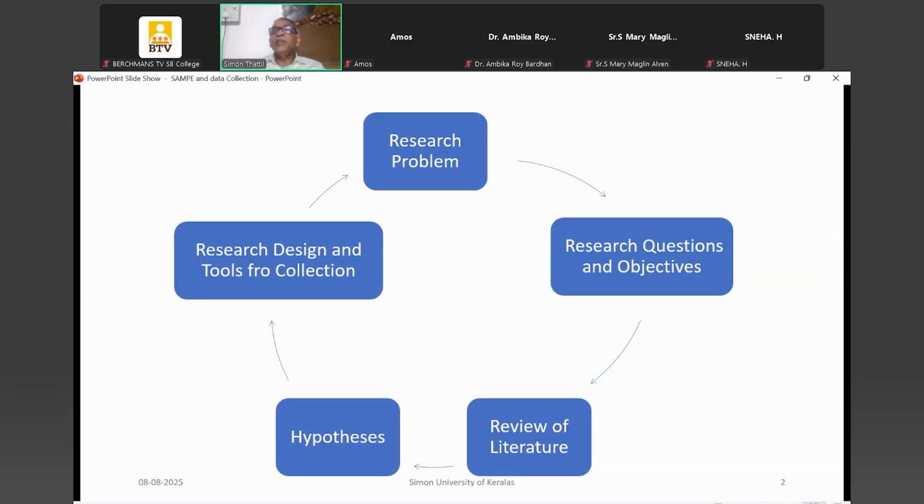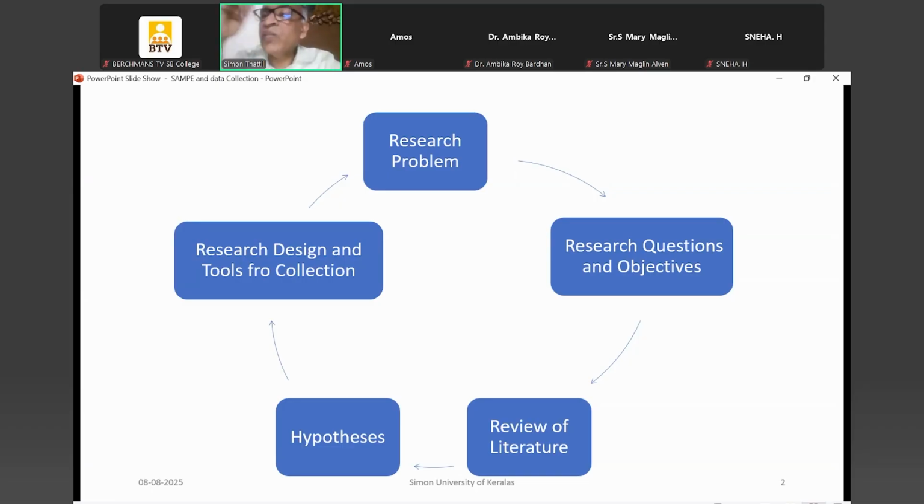That is what we mean by hypothesis. Now, that hypothesis is asking for further probing. And it is based again on this hypothesis and your research questions that we move into what is known as the research design and the tools for collection, the tools that you use for collection over there.